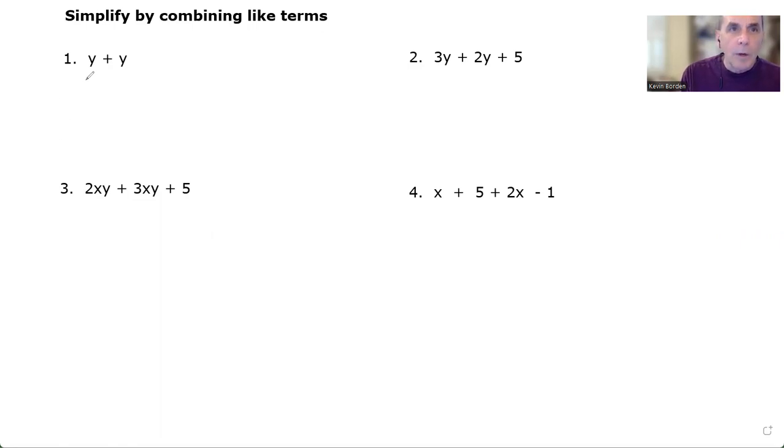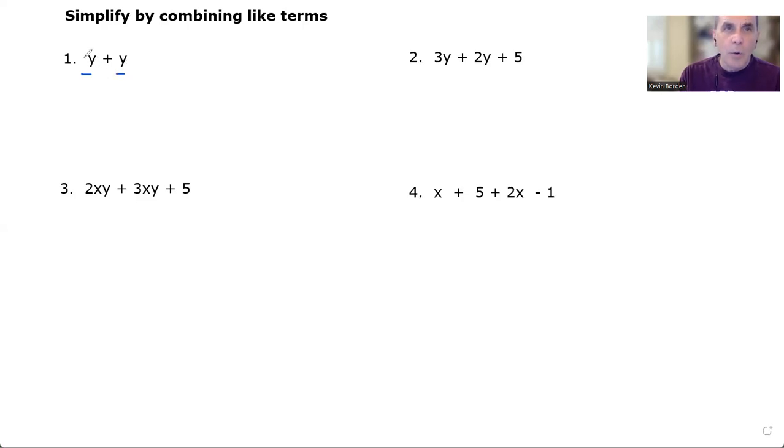So in problem 1, we're looking for like terms. Like terms just involve the same variables and the same exponents on those variables. So one way of highlighting like terms is putting the same number of lines underneath it. We have a y here, and we have a y here. So those are like terms.